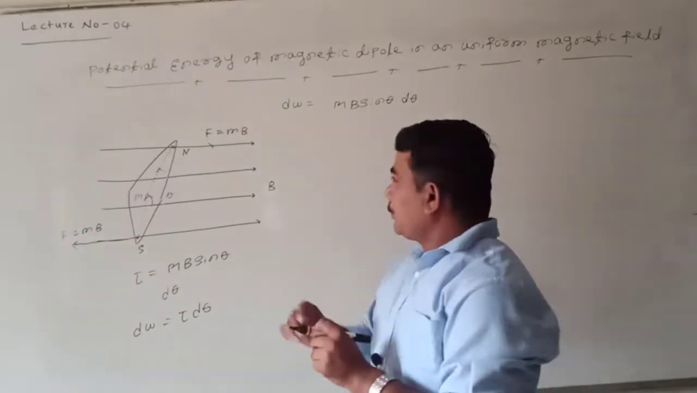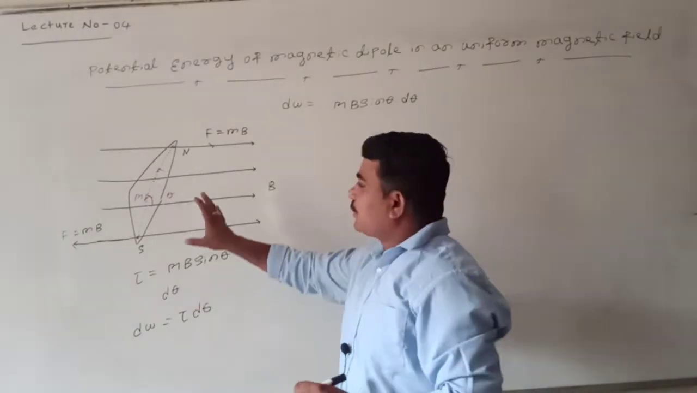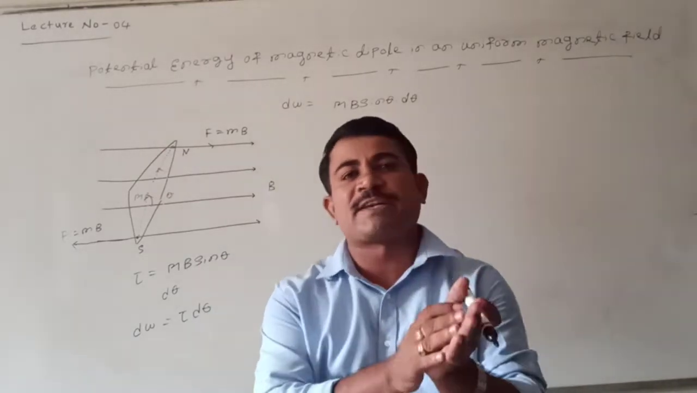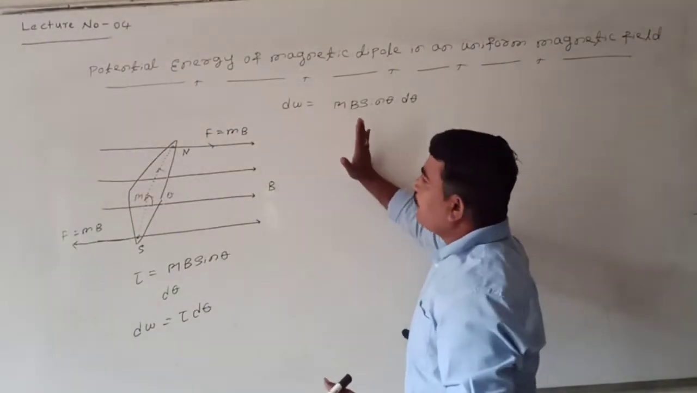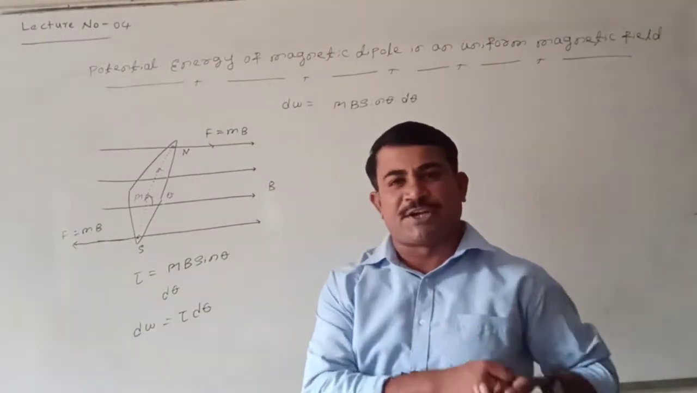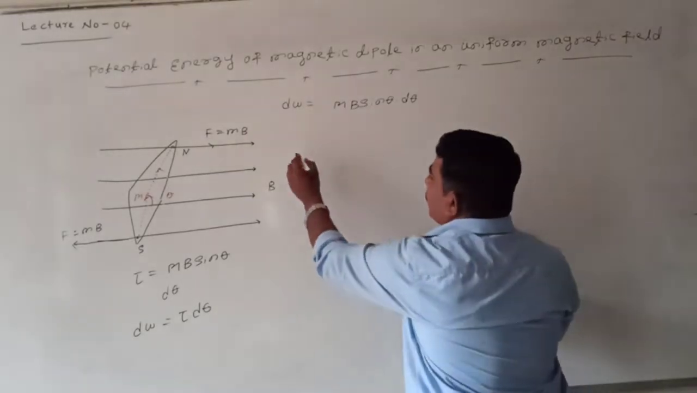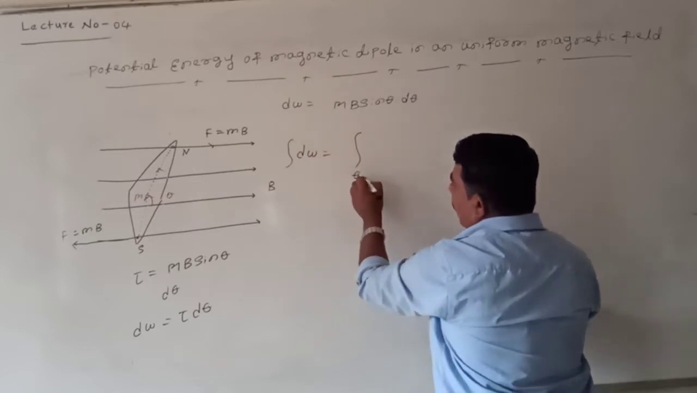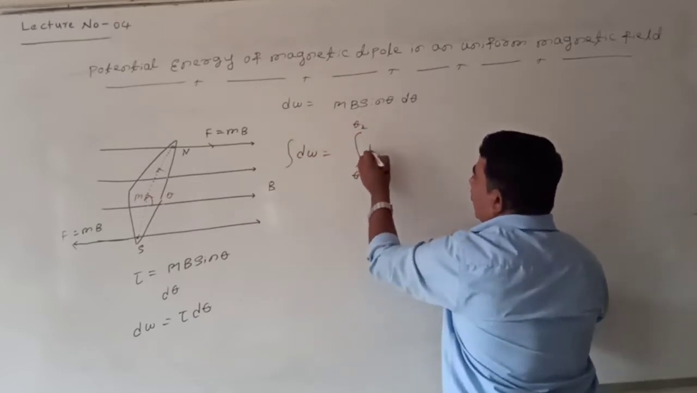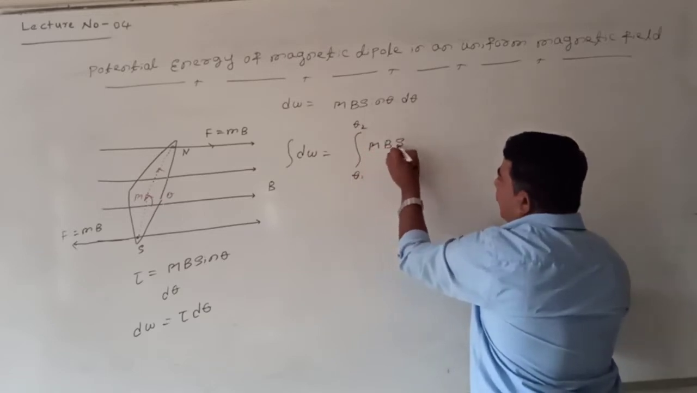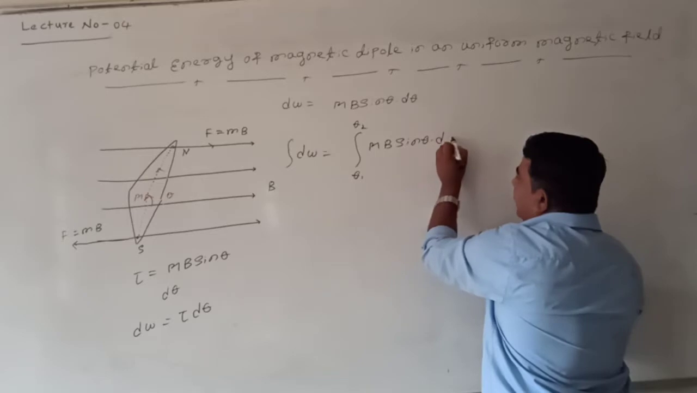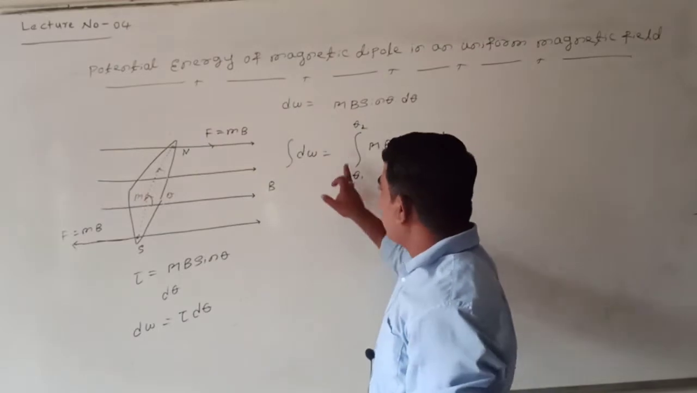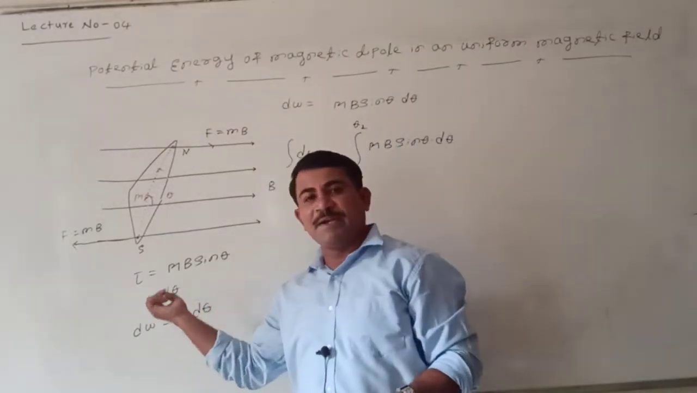Due to this work and due to this torque, this magnetic dipole rotates from theta 1 to theta 2. When it rotates from theta 1 to theta 2, the net work done can be taken by integration. I can take the integration of dW from theta 1 to theta 2, that is M B sin theta d theta. This dipole rotates from theta 1 to theta 2 due to angular displacement d theta.